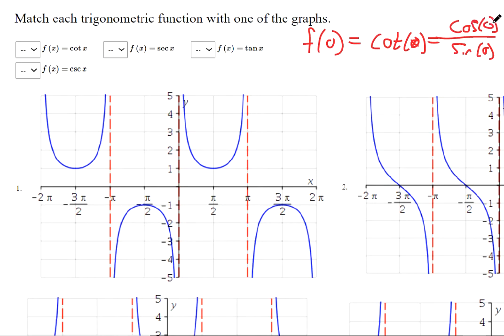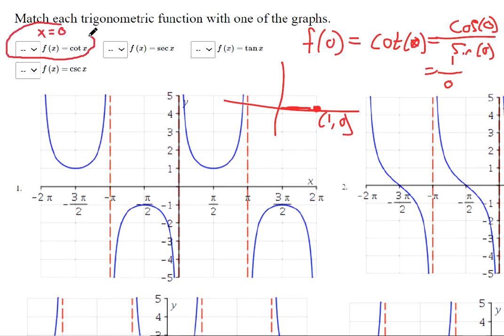Cosine of 0, that means 0 degrees on the unit circle. Cosine is the x coordinate on the unit circle. This is where 0 degrees is. That's (1, 0). Cosine is the x coordinate, so this is 1 over, and by the same logic, sine is the y coordinate, or you can just use your calculator. Sine of 0 is 0. So this is undefined. So at x equals 0, we should expect to find a vertical asymptote.